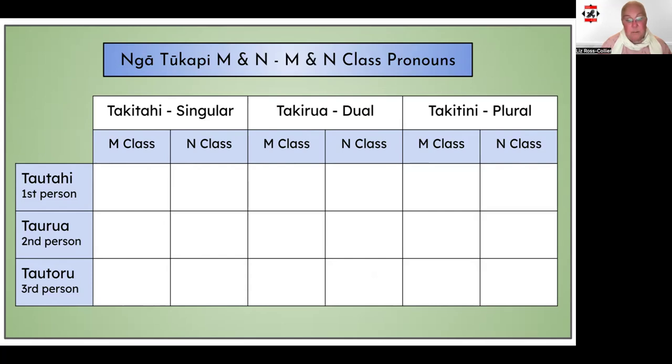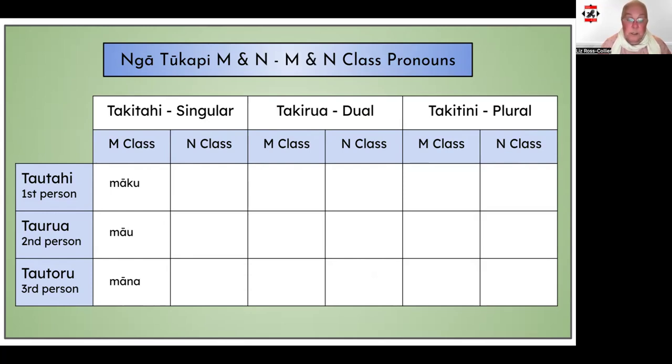Across the top of the chart we've got the labels singular, dual and plural, which should be pretty familiar by now. And down the left-hand side we've got three labels which relate to me, you and they. Let's do all the M class pronouns first. In the first column we've got māku, which means I will. Below that, māu, you will. And then māna, he, she, or it will.